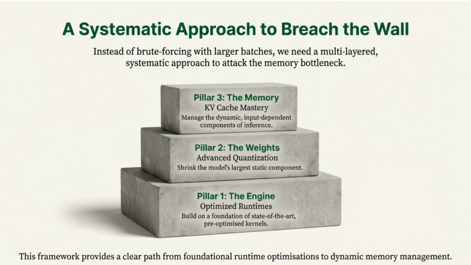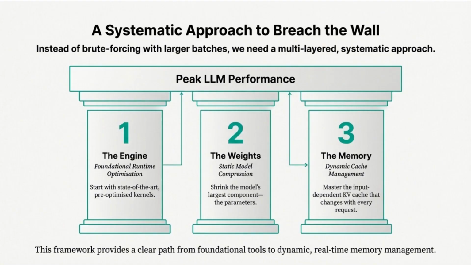Pillar 1, the engine. Start with optimized runtime like TensorRT LLM. These have pre-optimized kernels. Don't try to build this yourself. Pillar 2, the weights. Compress your model parameters. Smaller model means less data to move through bandwidth. Pillar 3, the memory. Actively manage your KV cache. Compress it, throw out old entries, move inactive parts to cheaper storage. You need all 3. One alone won't save you. Let me show you each one.